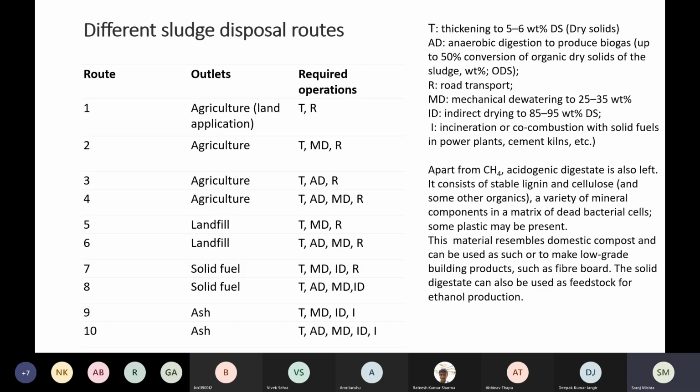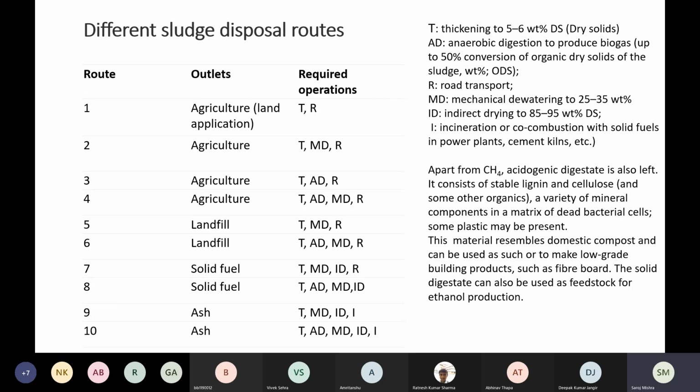So when we look at the different sludge disposal routes, okay, so what is it? Obviously, the biological processes have come into picture only in the last, let's say, 10-15 years. But even before that, wastewater treatment activity was going on for a long time. So how was the sludge being disposed? Okay, so it could be used, for example, in agriculture because it contains nitrogen and phosphorus. So therefore, it could be applied as a fertilizer to the field.